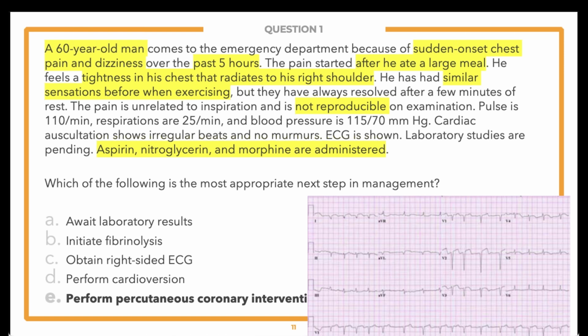You need to cath them. Percutaneous coronary intervention, which is PCI, is the same thing as saying left heart cath. These terms are used interchangeably around the hospital, but they all mean the same thing. You need to take a look in the vessel to see what's going on.